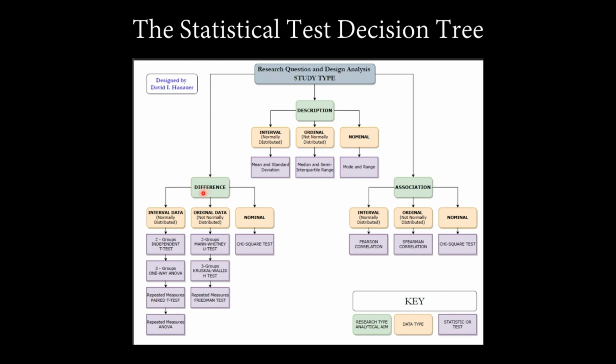A t-test, independent or dependent, is a test of difference. It's used when we have interval data. It's also used when we have normally distributed interval data. It's also used for two groups. However, it's used for two groups when the same participants give both measures. Therefore, it's called a repeated measures, or if you like, a paired t-test. So that's where this test is situated: test of difference, interval data, normally distributed, two groups, repeated measures.